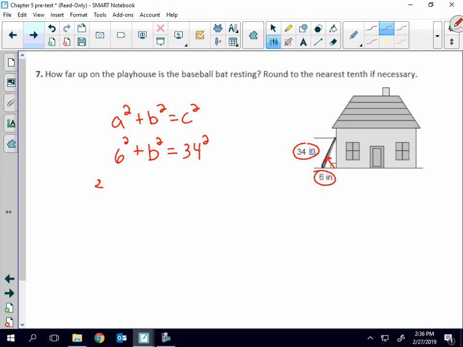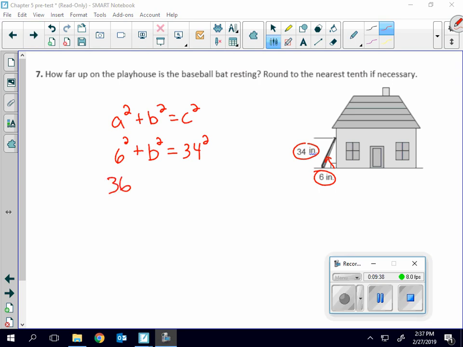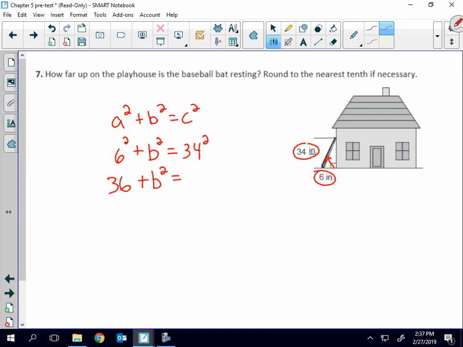We get 6 squared is 36. Oops, my board's off. Okay, we got 36 is our 6 squared. We don't know b. And 34 squared is 1,156. All right, to get b by itself, if you want to draw your line, you can. We need to get rid of this 36 first. Do it to the other side as well. That gets b squared by itself. 1156 minus 36 is 1120.